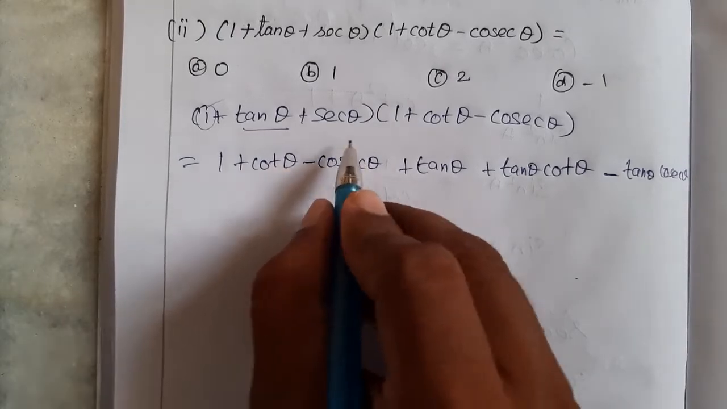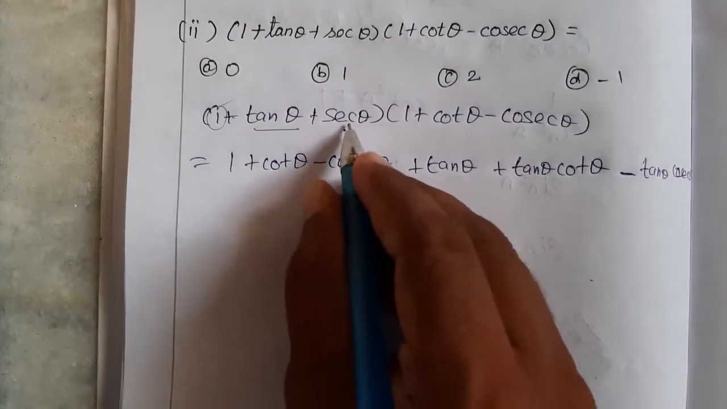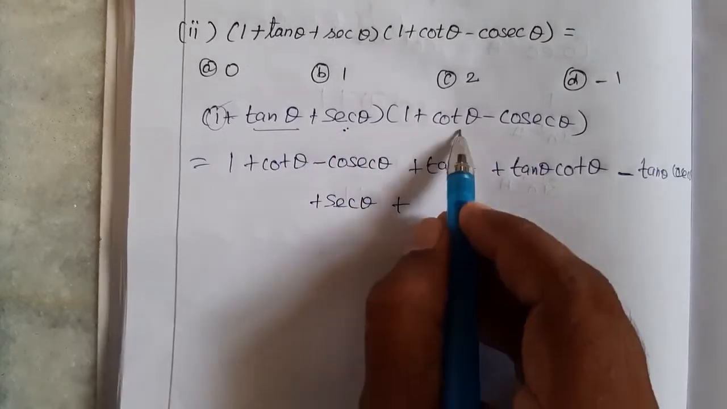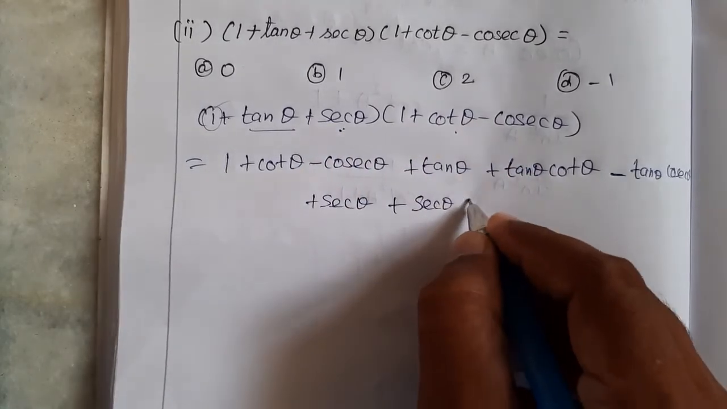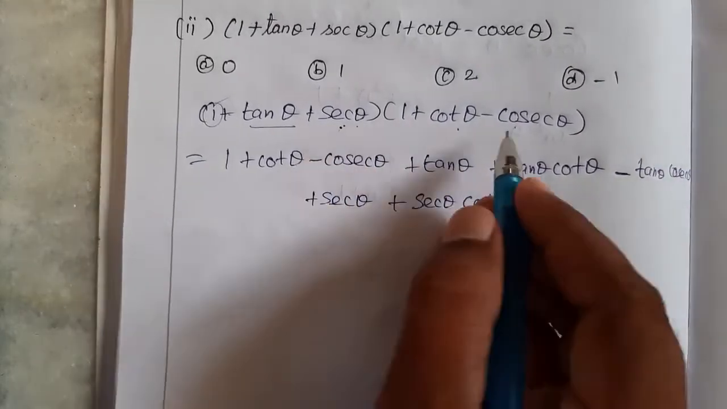Next we will multiply the sec with this. Sec into 1 is plus sec theta, then plus into plus, sec into cot is sec theta cot theta, and sec into plus into minus is minus sec theta into cosec theta.